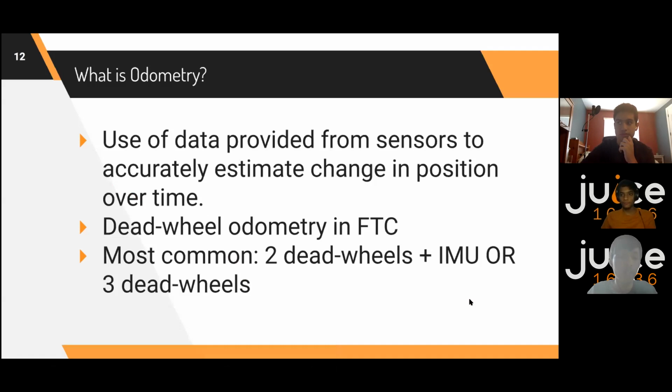The idea behind dead wheel odometry is that you're using a wheeled system independent of the motor encoder output readings, so that it's much more accurate because slippage isn't taken into account. In FTC, the most common implementations of dead wheel odometry are using dead wheels for your X and Y and using the IMU for your rotation, or using 3 dead wheels and using that extra dead wheel to measure rotation as well.